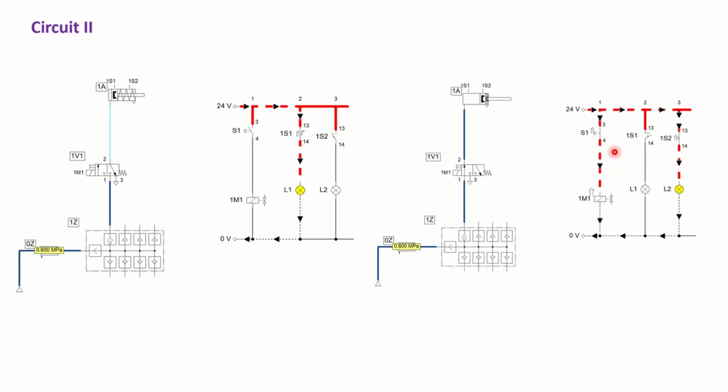At the moment that we release this S1, this spring will return the directional control valve to its first position, and the air will be exhausted. Therefore, 1S2 returns to its initial position, this is closed again, current will pass, and L1 is going to be on. I'll design this circuit inside FluidSIM, and I'll show you guys how this system works.